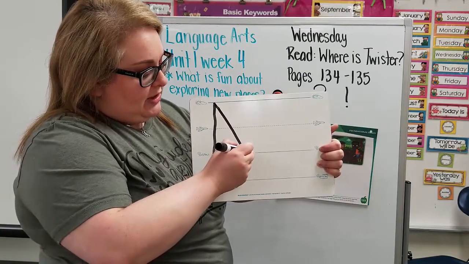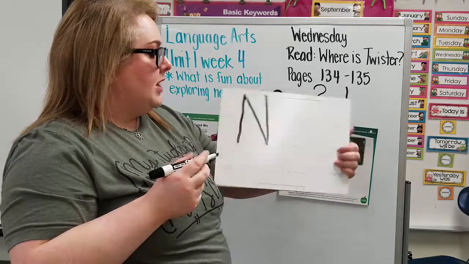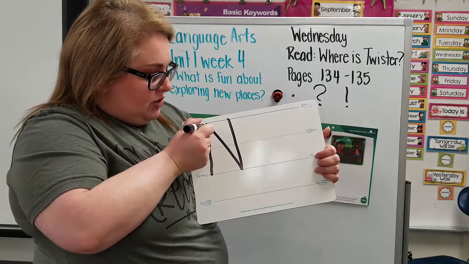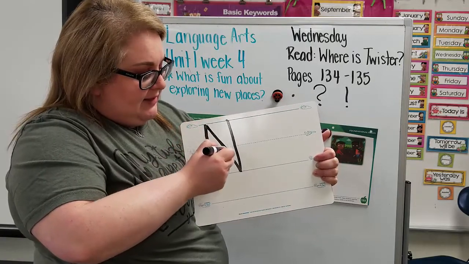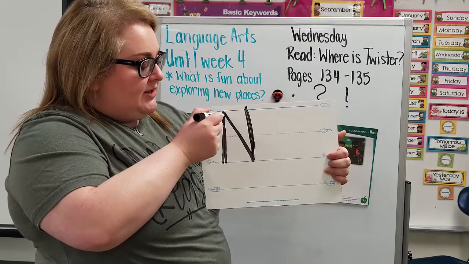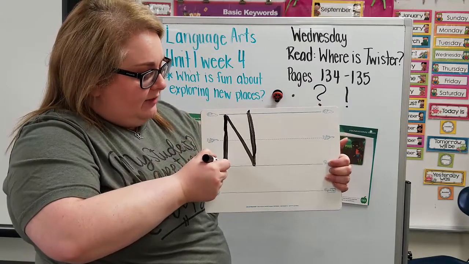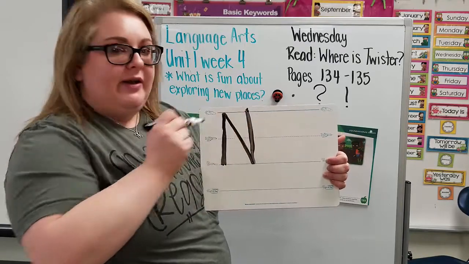Okay, and you're going to draw a straight line up to make an N. Okay, so let's look at that again. Straight line down, pick up your pencil, slide down the slide, and go straight up. Okay, so it's kind of like you're sliding. You go straight down the elevator, pick up your pencil, slide down the slide, and go straight up the elevator.